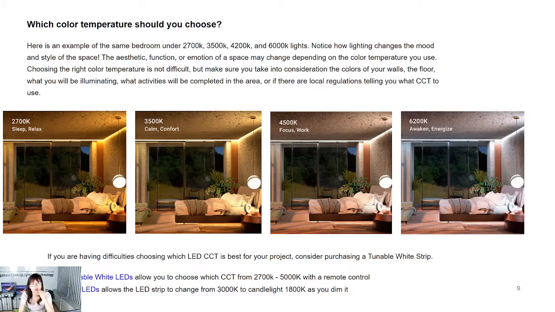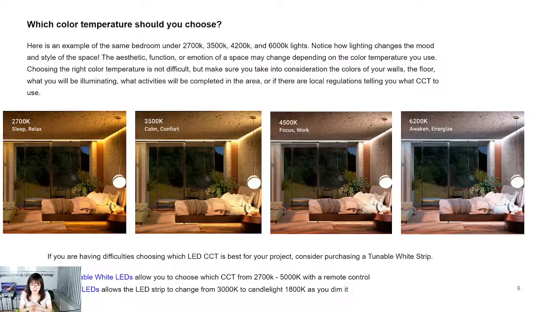So what color temperature should you choose? Like I mentioned just now, you need to understand what atmosphere you want to create. We have the most popular four color temperatures for you to understand. The first one is 2700 Kelvin. When you put this light in the bedroom, you feel very relaxed. Maybe it can cause you to feel very sleepy. The second one is 3500 Kelvin. It makes you feel very comfortable, very calm.